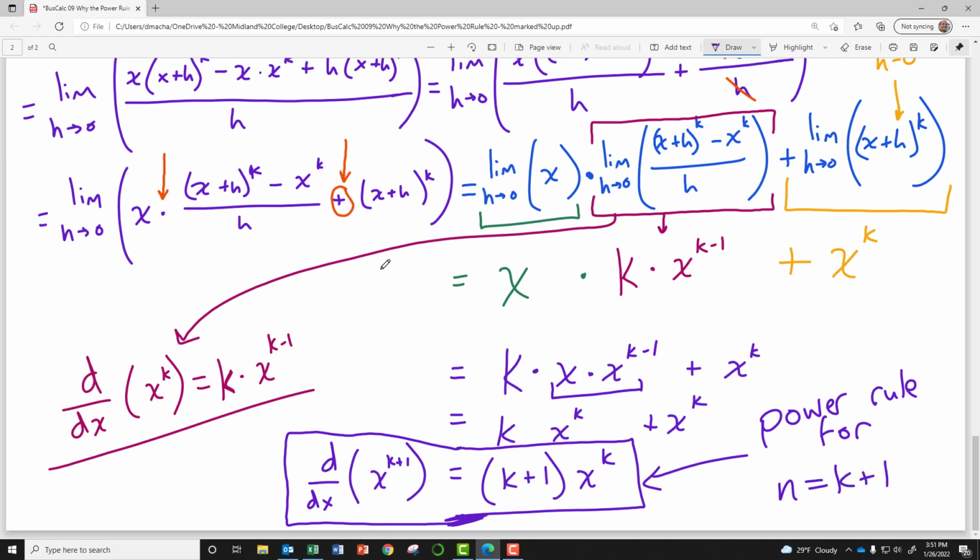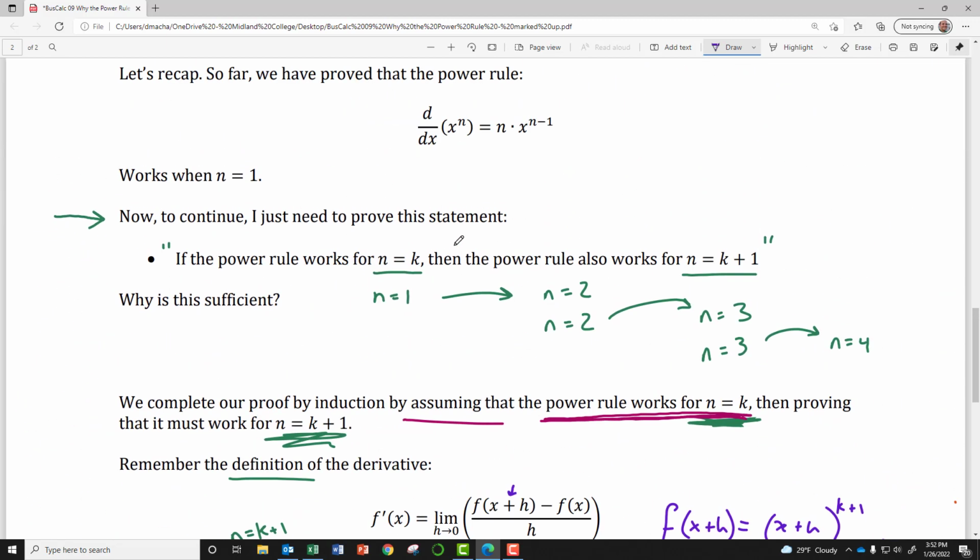So we've confirmed that the power rule works for the case when n is equal to k plus 1, just so long as we can assume that it works for whenever n is equal to k. Okay? But that is exactly what I told you we were trying to prove. I said I just need to prove this statement: if the power rule works for n is equal to k, then the power rule also works for n is equal to k plus 1. And in this video, we have successfully proved that.